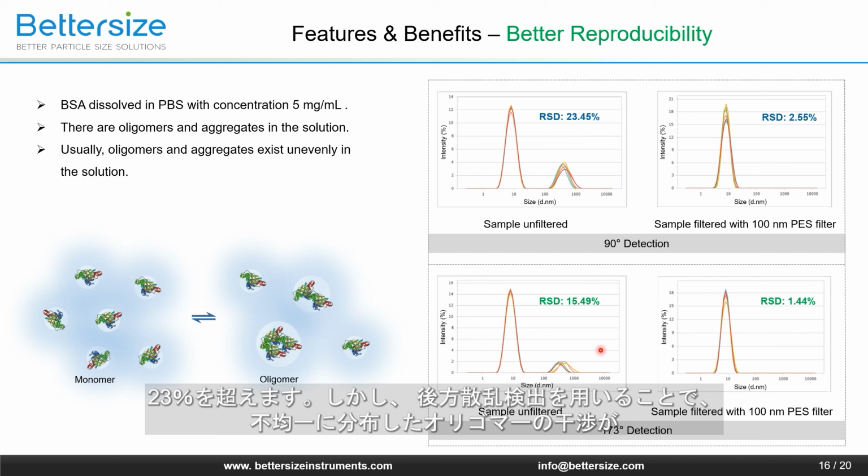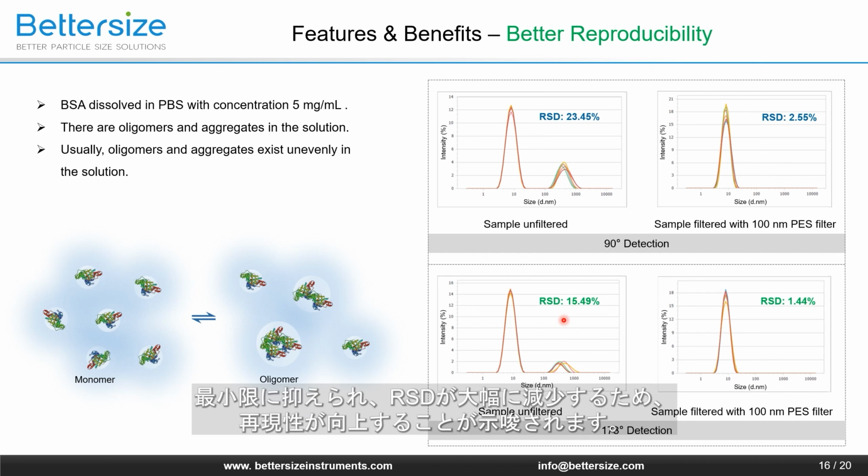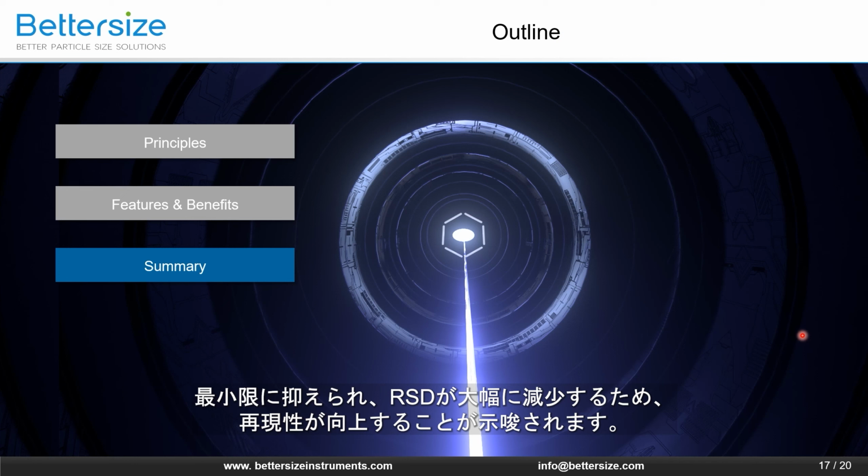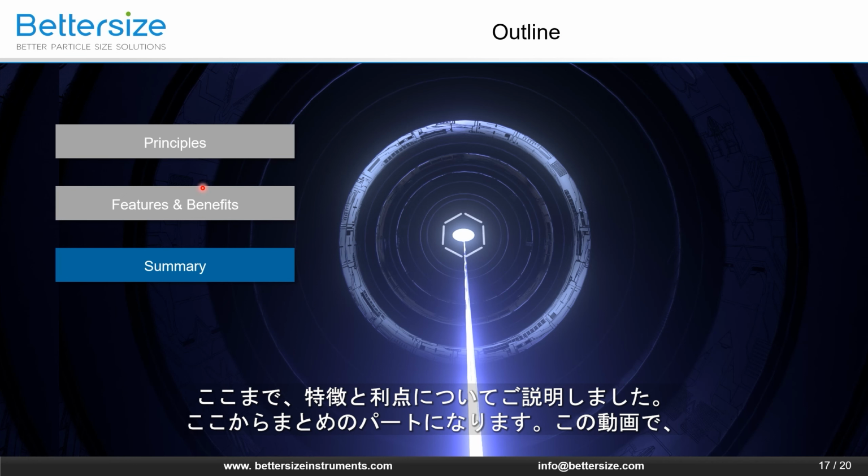But by using the backscatter detection, the interference of unevenly distributed oligomers is minimized, and the RSD is greatly reduced, suggesting better reproducibility. The features and benefits have been walked through. Now let's come to a summary.